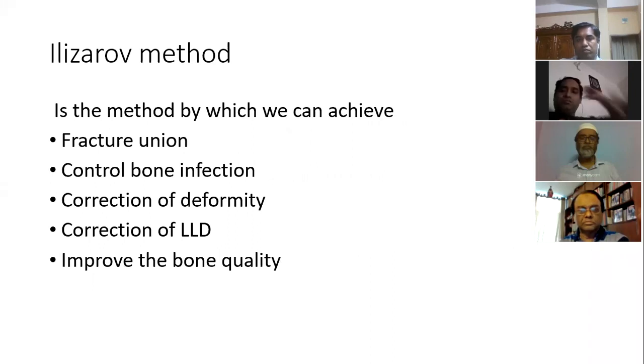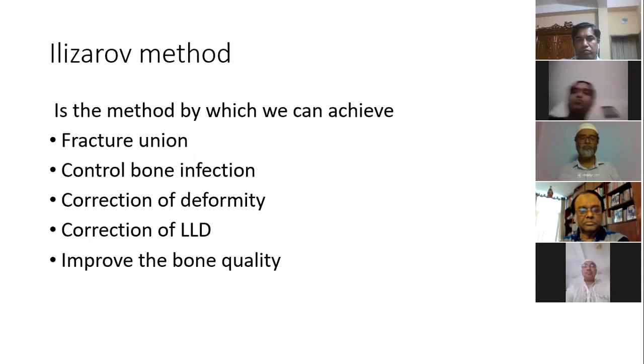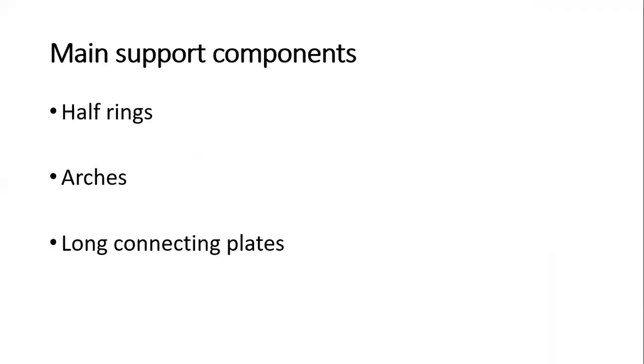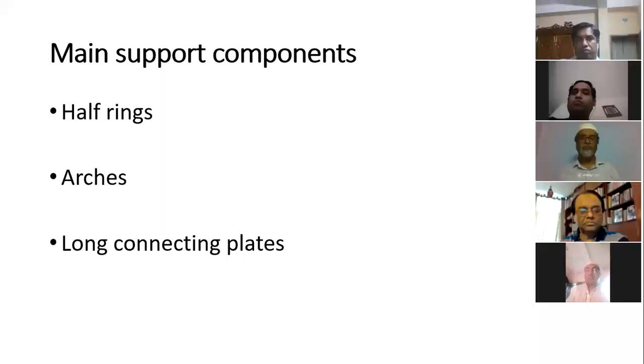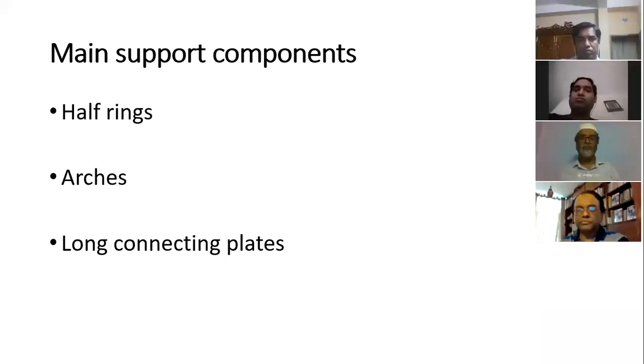Previously I said the Ilizarov method. Why do we choose it? Because it is the method by which we can achieve fracture union, control bone infection, correct deformity, correct limb length discrepancy, and improve bone quality. Yesterday, Dr. Arif already presented his topic, the main support components. I will just review these topics in a very few slides.